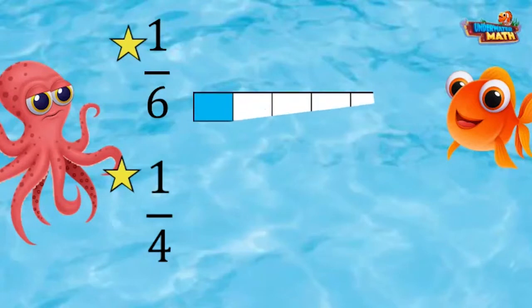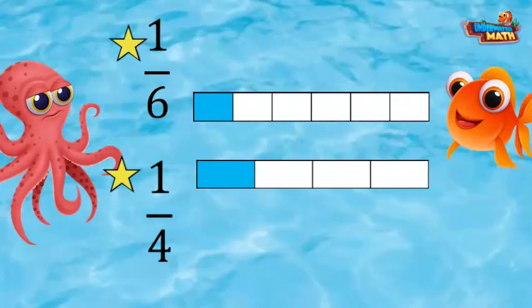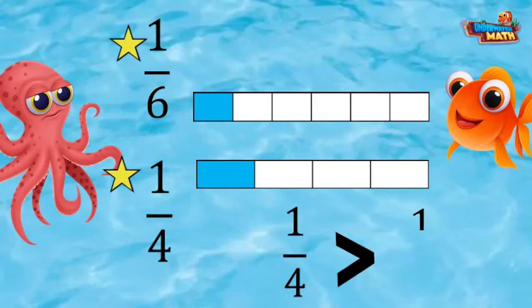Let me show you. Here is a model of 1/6 and a model of 1/4. In each fraction, each whole has one part shaded in. Look at 1/4. The parts are larger than the parts of 1/6. 1/4 is the larger fraction.